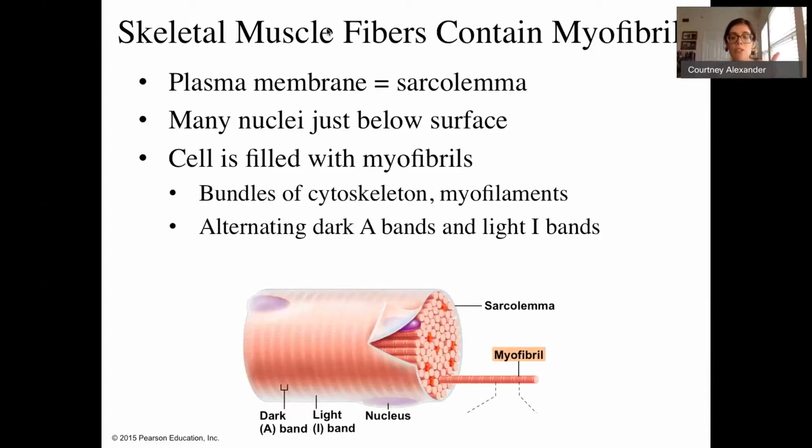But the majority of the volume of the cell is taken up by myofibrils, which are bundles of cytoskeleton, each called myofilaments. And when scientists looked at it first under a very low power microscope, they saw that it was striped, that there were dark bands that they called A, again, the A is in dark, and light bands that they called I, the I is in light.